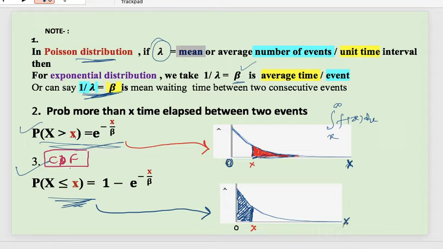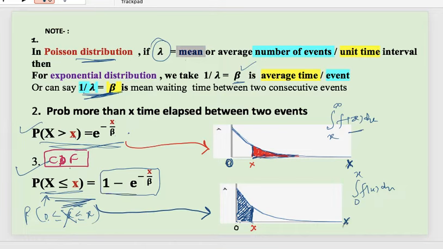So instead of doing integration, if we want to do an MCQ question, we can quickly use this formula e to the power minus x by beta, and this formula is derived from the probability of X less than or equal to x. Because if somebody says what is the probability less than x, less than x means it is a CDF, and in the exponential distribution our value of x starts from 0, so it is 0 to x. So in the case of the exponential distribution, it is the same as this value because the starting point is 0. So we have to integrate the PDF from 0 to x. After integration, we get this answer.